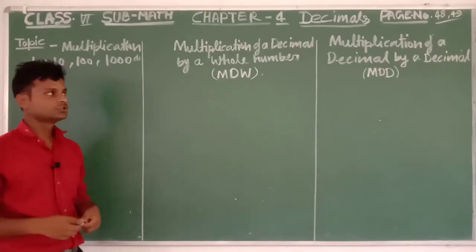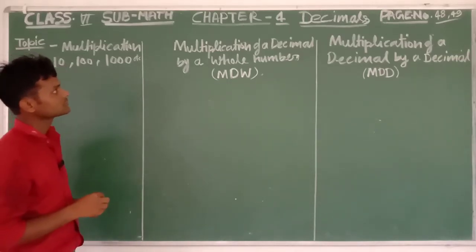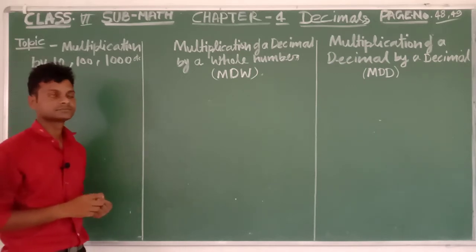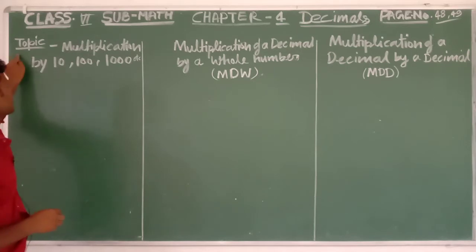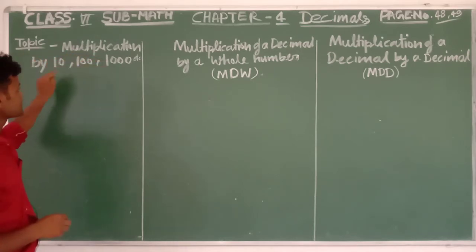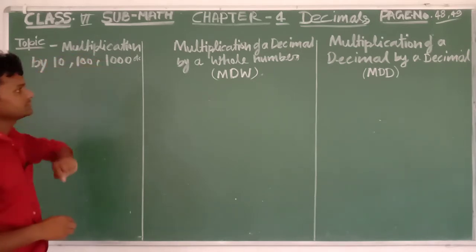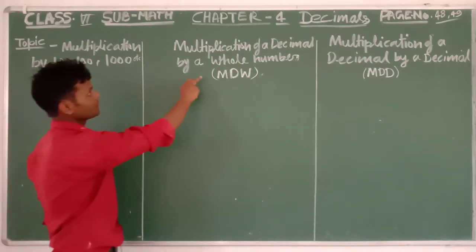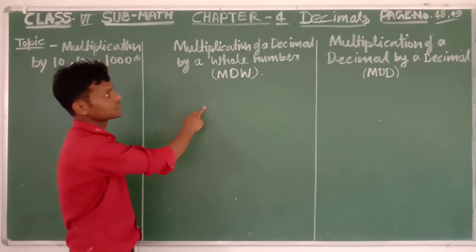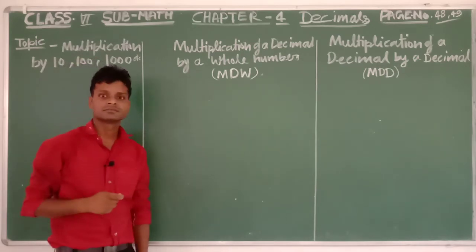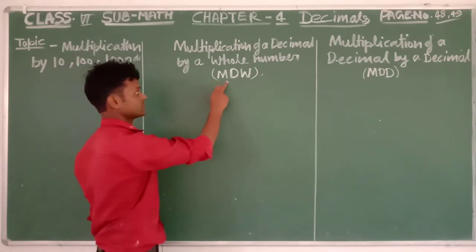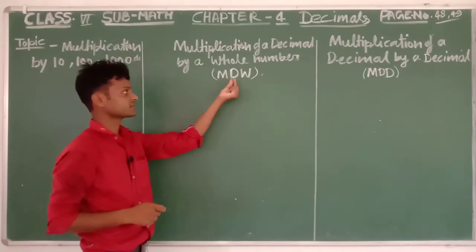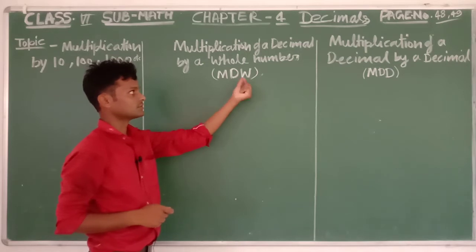Hello everyone, today we will learn about chapter 4, decimals. Topic one: multiplication by 10, 100, 1000. That is very simple. Now your second topic: multiplication of decimals by whole numbers. You can say directly, or you can say the shortcut name MDW: multiplication, decimals, whole numbers.